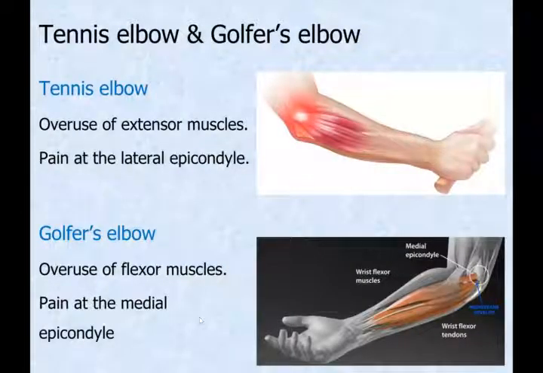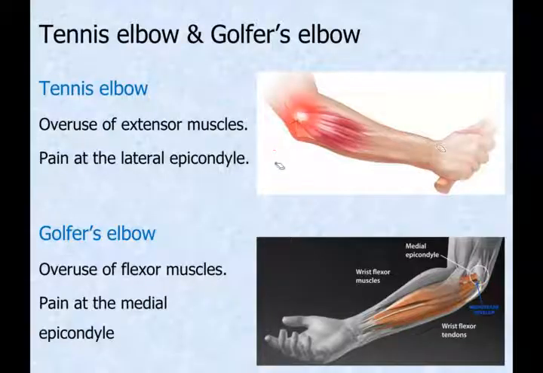Okay, then these two conditions, tennis elbow and golfer's elbow. Now, tennis elbow is due to overuse of extensor muscles. You know that there is a common flexor origin and common extensor origin. Common extensor origin is at the lateral epicondyle. This is the lateral epicondyle of the humerus, sorry. That is tennis elbow, overuse of the extensor muscles. Then with overuse of the flexor muscles, the pain is at the common flexor origin.